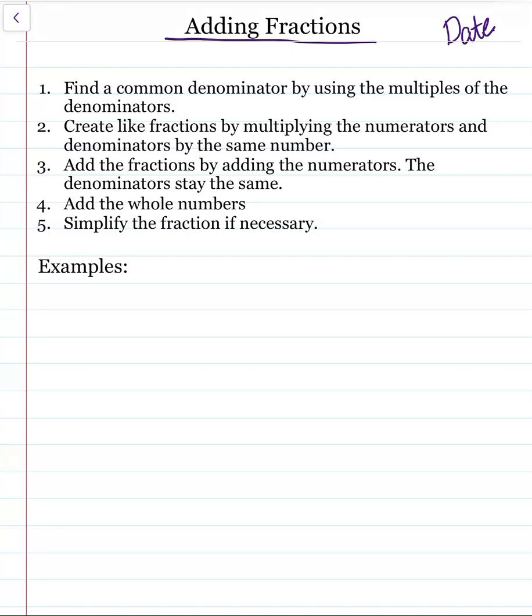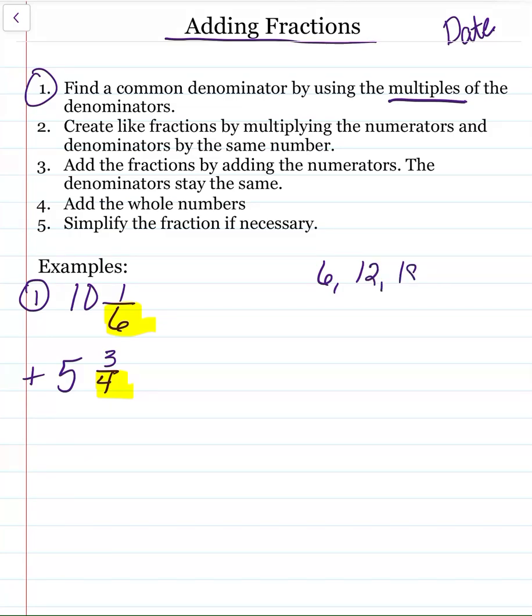All right, our first example is going to be 10 and 1/6 added to 5 and 3/4. Okay, so our first step is to find a common denominator by using the multiples of the two denominators. So our denominators are 6 and 4. So we're going to look at the multiples of 6. So 6, 12, 18, 24, 30. And of course, the multiples will go on forever, but we're going to go ahead and stop there.